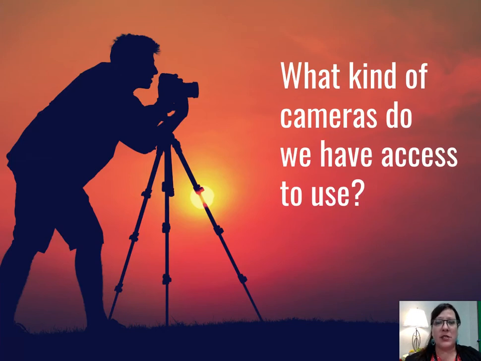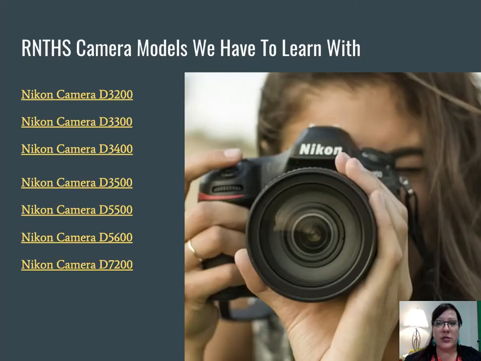What kind of cameras do we have access to use at Rogers New Technology High School? So currently in our classroom, we have many different models of cameras to learn from and use. We do share equipment, and there is different equipment that is used for different classes. For example, for Photography 1, we are using the Nikon D3200s, 3300s, and 3400 cameras.